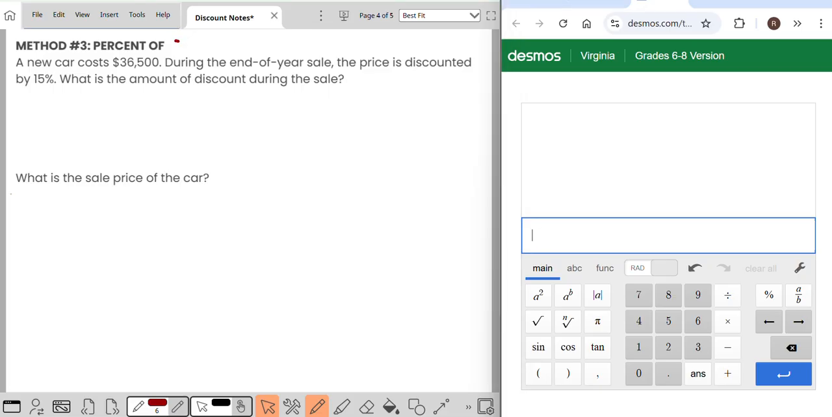Well, we're going to use Desmos for this. We're going to do 15% of $36,500. So the $5,495 is the amount of the discount. So let me write that right here.